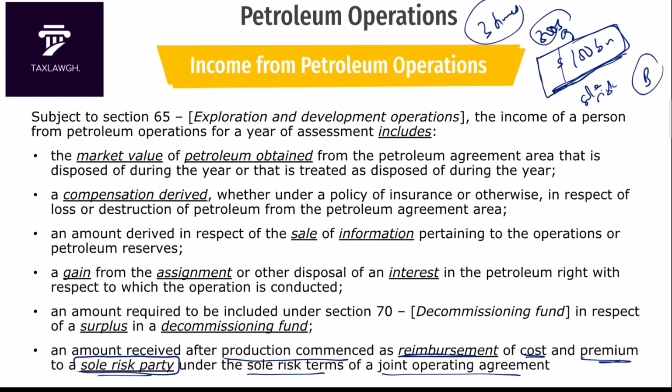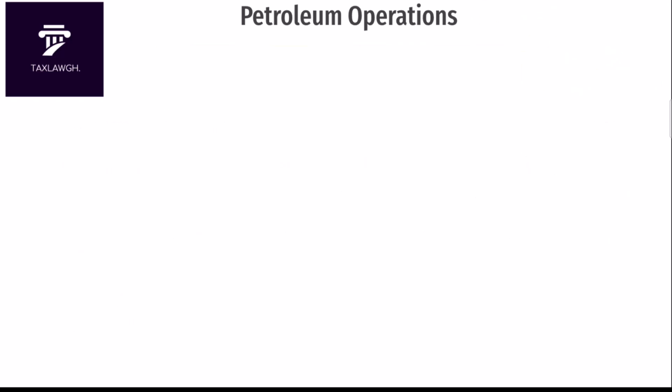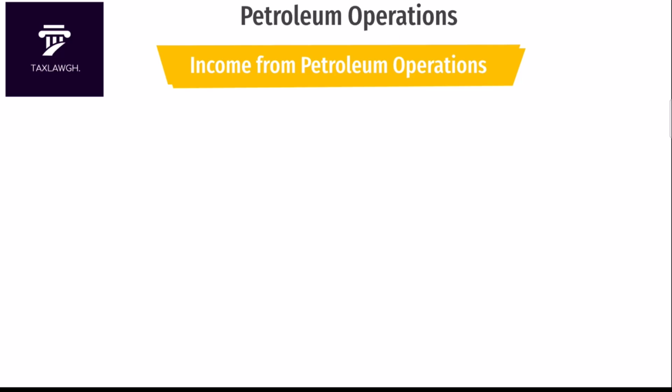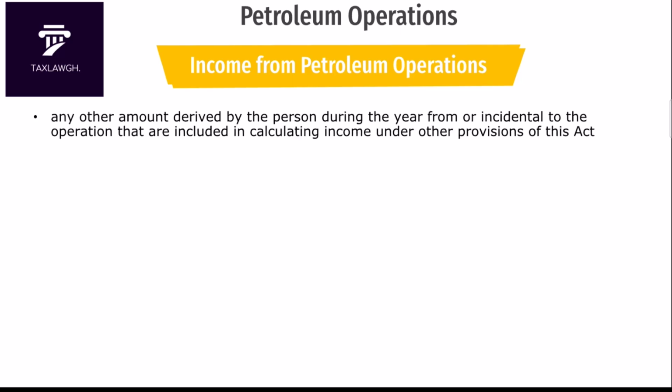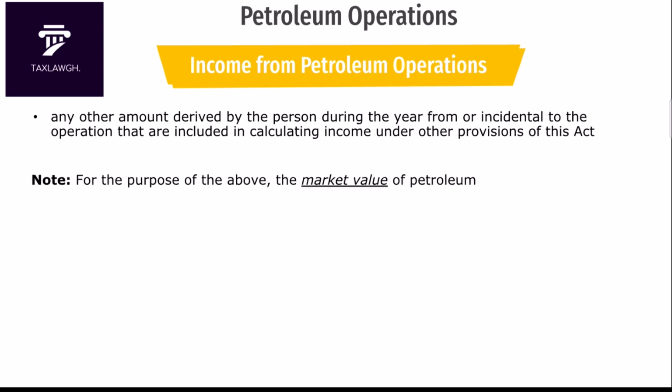So what else do we need to know when it comes to this particular area? Still under income from petroleum operations, we need to remember that the law also says that any other amount derived by the person during the year from petroleum operations or incidental to petroleum operations that are included in calculating income under any other provisions under the Income Tax Act. Once you have any of these other income items, we will include them for the purpose of computing your assessable income from petroleum operations for the year of assessment.